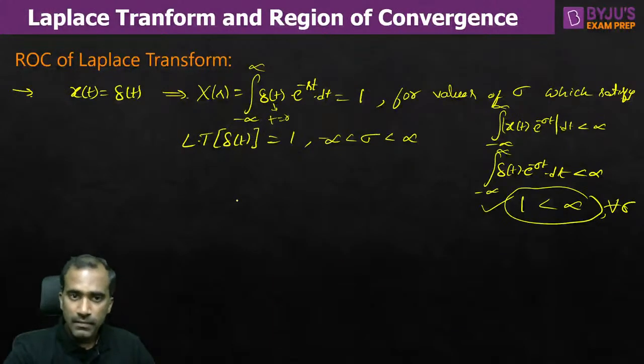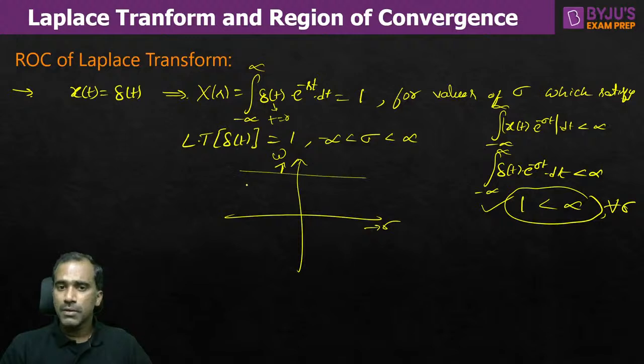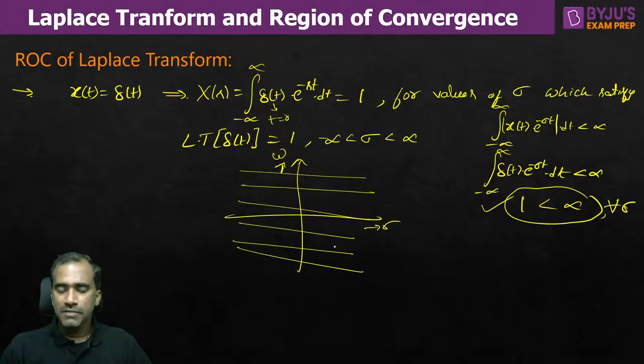Similarly, for the first case, if you plot the ROC on an S-plane, sigma on the x-axis, omega on the y-axis, for all values of sigma it is defined. So which means you can plot the total thing. For all values in this total region, the Laplace transform is well defined.